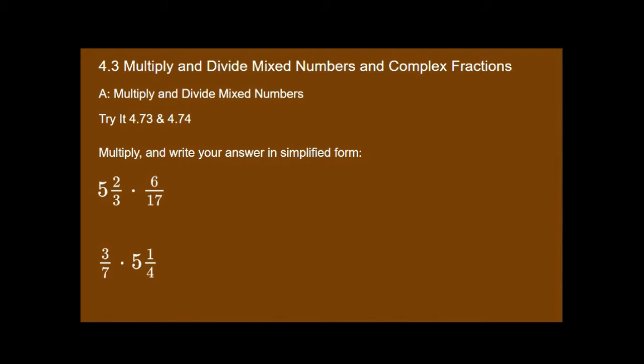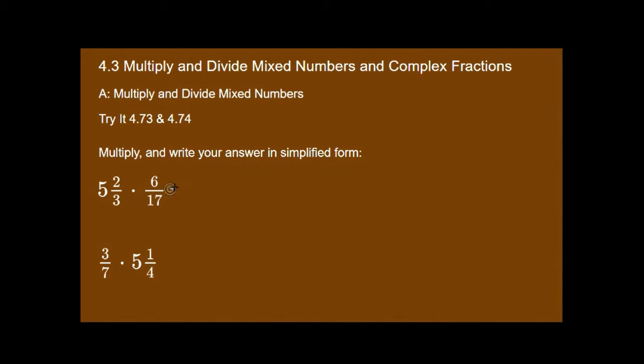You have 5 2/3 times 6/17 and 3/7 times 5 1/4. Notice in this one the mixed number is on the left, and on this one the mixed number is on the right. It doesn't matter, you're still going to do it the same way. So go ahead and pause the video, work it out, and see if you get the right answer.